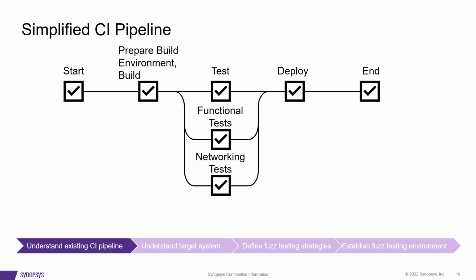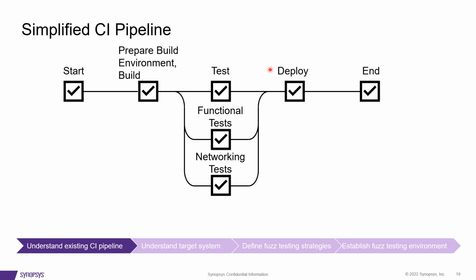Let's take a look at a simplified CI pipeline example. Here we start the process on the left-hand side. We have our prepare build environment and our build step, where we download the latest sources and we build the software. In the next step, the test step, we perform our functional tests and our networking tests. Following that, in the next step, we deploy, and this could be to your development environment, your staging server, or production server or system. And then finally, we finish this process here in the end step.